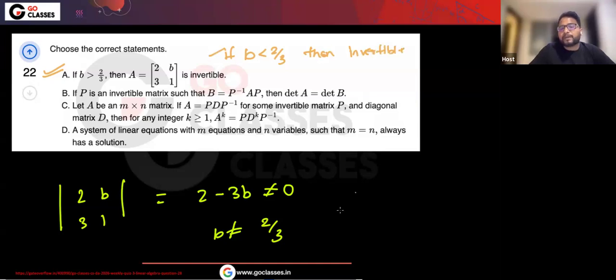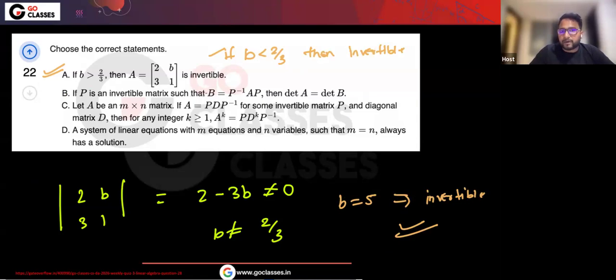This is also true. If b is equal to 5, then invertible. This is also true. This is also true. Okay. All these are true. Understood? Okay. So this is true. What the next statement is saying.